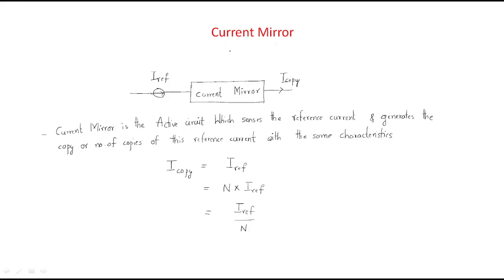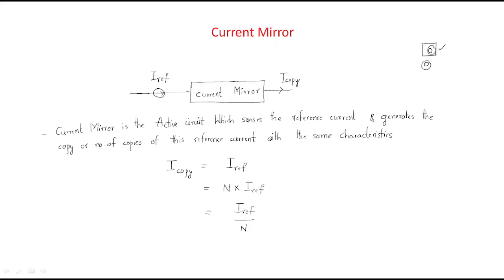Hello everyone. In this session, we will discuss the current mirror. The name itself is current mirror. Mirror means, what do you know about a mirror? If you look at any object in the mirror, the same representation will be shown in the mirror. That means a copy of the image will be shown in the mirror. Here also, current mirror means if you give some current to the current mirror circuit, automatically the same characteristics of the current will be delivered by the current mirror.